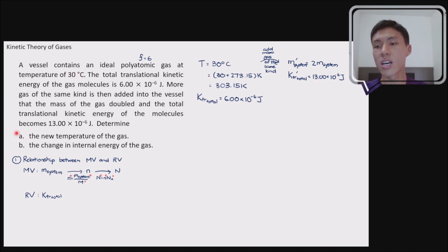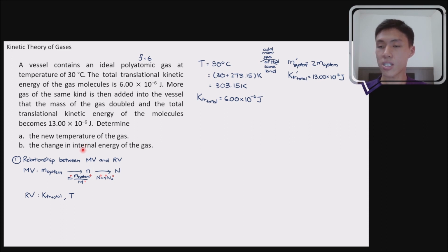Oh yes, there is. Question A asks for the new temperature of the gas. So later we need to figure out what's the new temperature. So temperature is definitely something that we observe as well. It's something that responds to the change of the mass of the system. Okay, so this is our manipulated variable. This is our responding variable. So what do we do now?